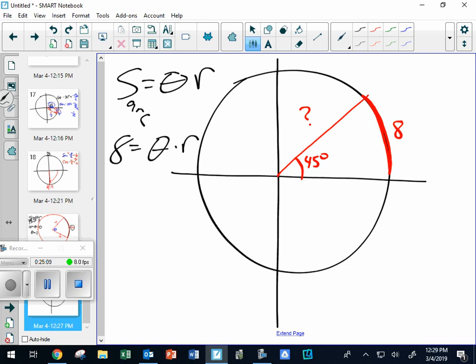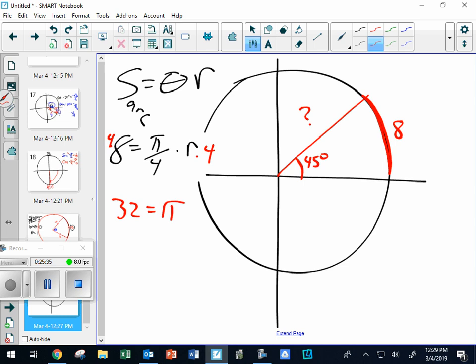But do I know one of the theta or the R? I must, otherwise I can't solve it. Which one do I know? Theta. And theta is not 45, because you have to do it in radians. So theta is pi over 4 times R, and then you just have to solve for R. I don't like having fractions, so how do I deal with getting rid of a fraction? Times both sides by what? 4.